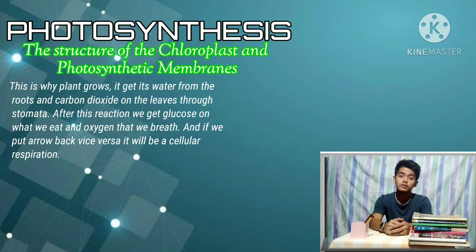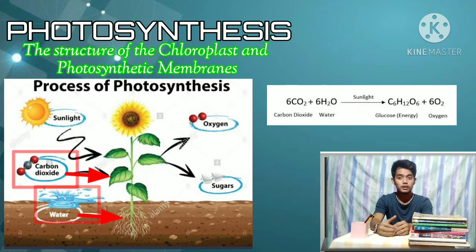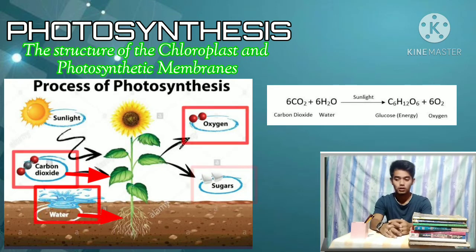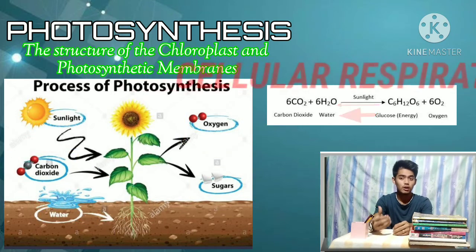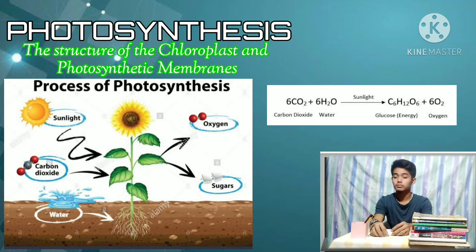So this is photosynthesis as a chemical reaction. This is why a plant grows. It gets its water from the roots and carbon dioxide on the leaves through stomata. After this reaction, we get glucose, which we eat, and oxygen, which we breathe. And if we put an arrow going back the other way, it will be cellular respiration.